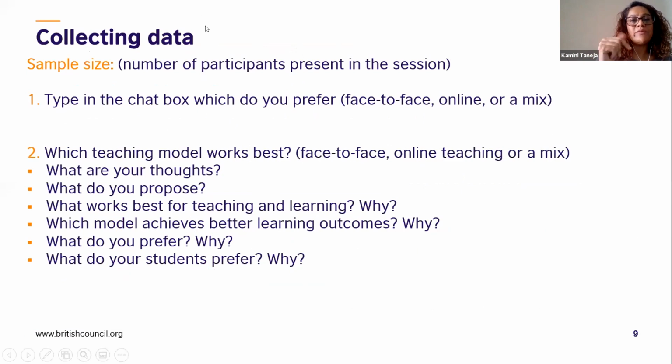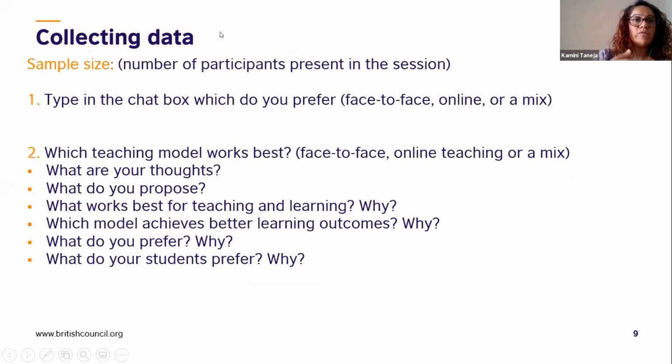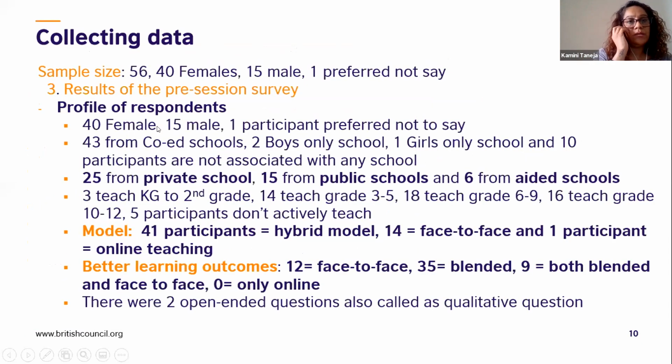Okay. Right. So we've taken input in 2 ways. One is via the chat box, and then we had a bit of a discussion where you presented your opinion. You gave your ideas and you justified why you think face-to-face would work better. Now moving on further, we sent out a survey. Out of that, 56 people completed the survey. 40 were females, 15 male, and 1 preferred not to say. The majority of the participants are from co-ed schools, 2 from boys only and 1 from a girls only school, and 10 participants didn't tell us.